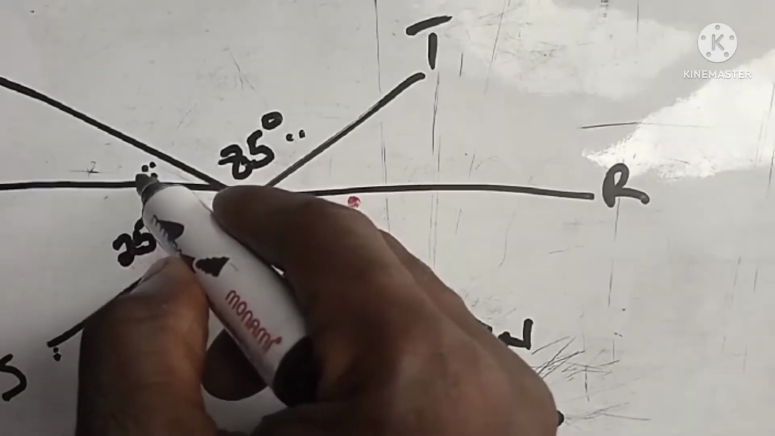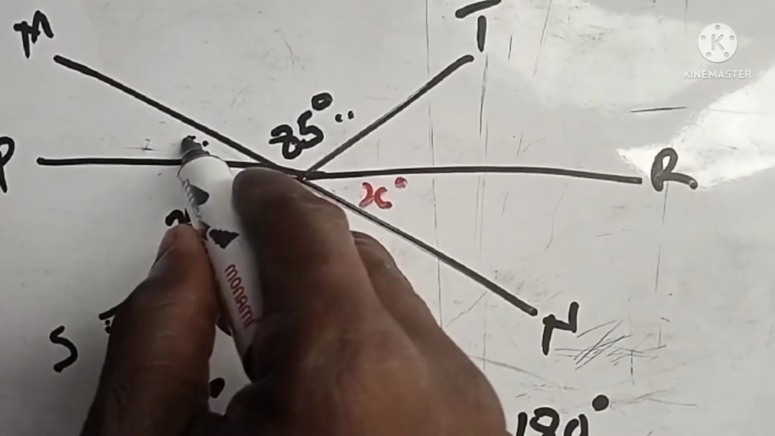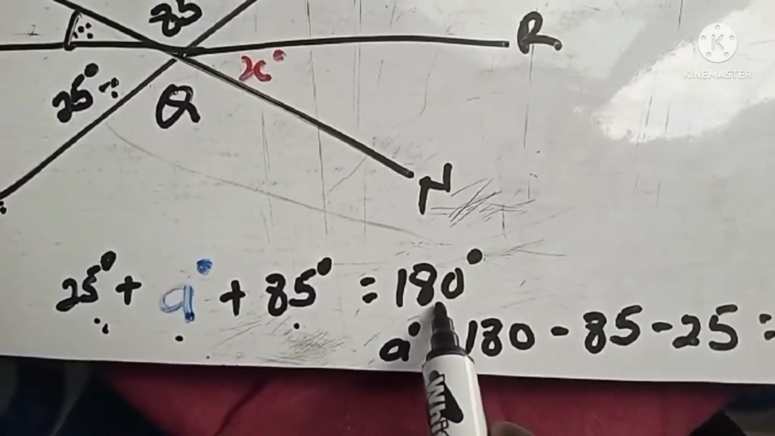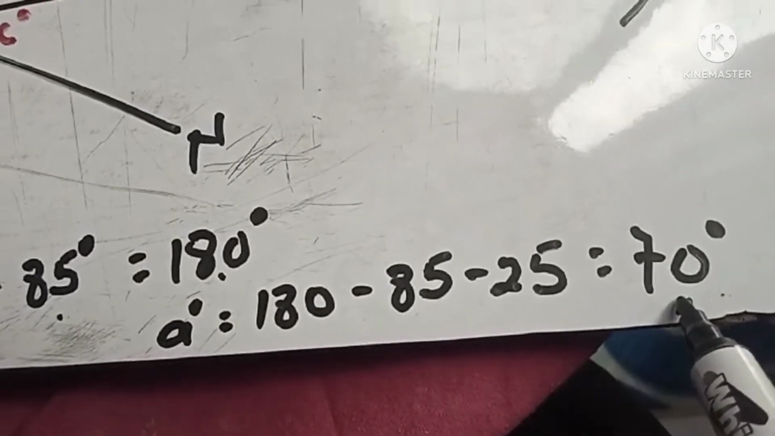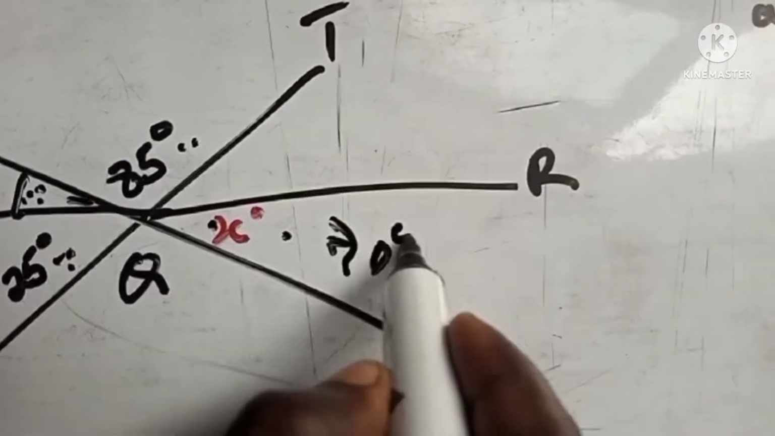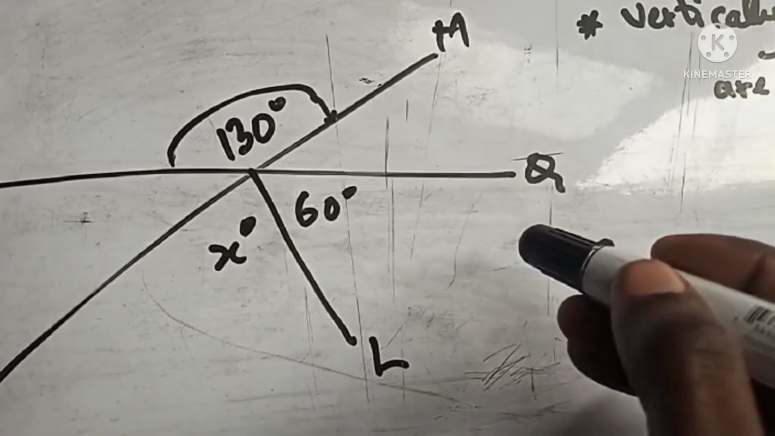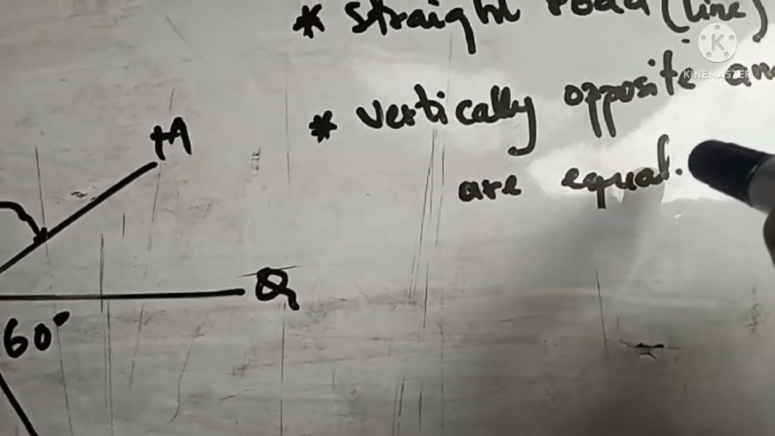So we don't know this one here. If you don't know something in mathematics, you just use a variable to represent it. So I'm replacing this place here by A. So 25 plus A plus 85 is equal to 180. If you solve for A, we are going to get 70 degrees, right? So if you have 70 degrees, here and here are vertically opposite. So here is also 70 degrees. Is that okay? So vertically opposite angles are equal, that's the definition. That is something that we know, right?